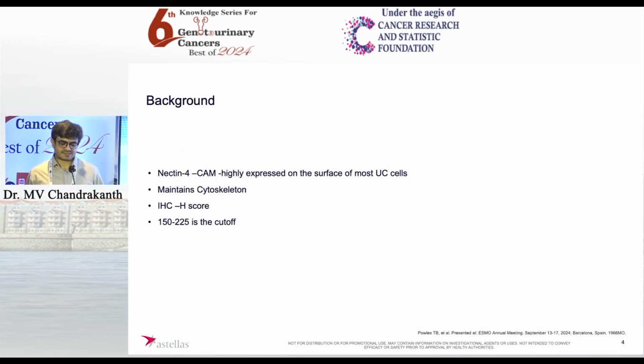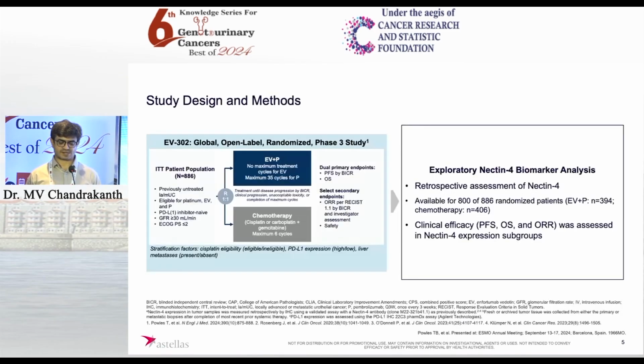So what is nectin? Nectin is a cell adhesion molecule that is there in urothelial cancer cells. It is expressed in around 90% of them. So does nectin expression correlate with Enfortumab responses? This is what we would understand. Nectin basically maintains the cytoskeleton, and the type of IHC scoring they use is the H score. They use these two cutoffs of 150 to 225. So this is the EV302 exploratory analysis of Nectin-4 expression, and does it predict outcome with Pembro EV.